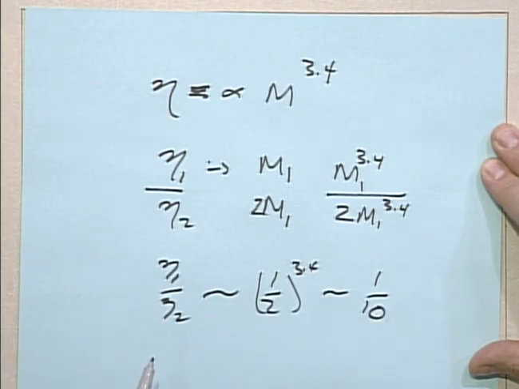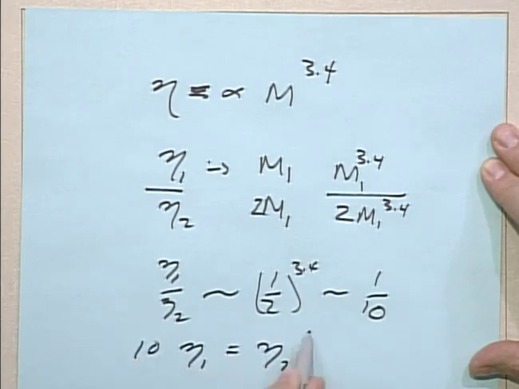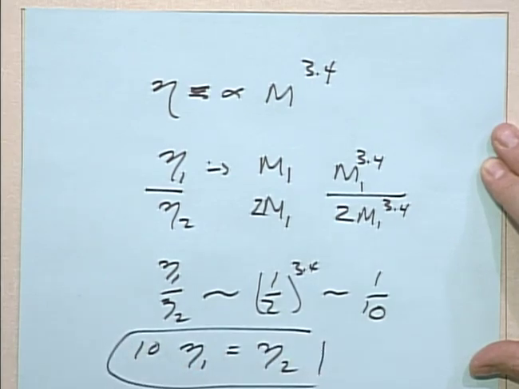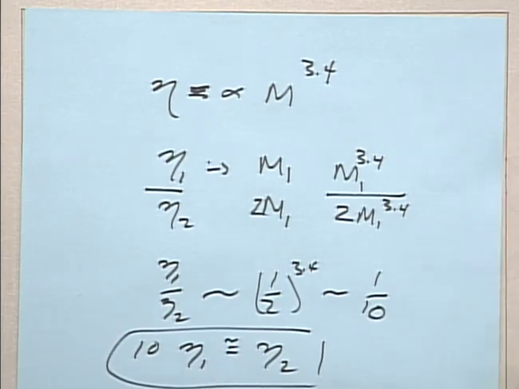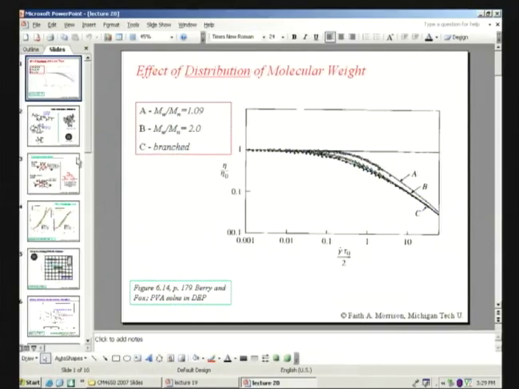Okay? So eta 2 is equal to 10 times eta 1. Double the molecular weight increases the viscosity by a factor of 10, approximately. Very, very strong difference. All right, moving on to other properties.